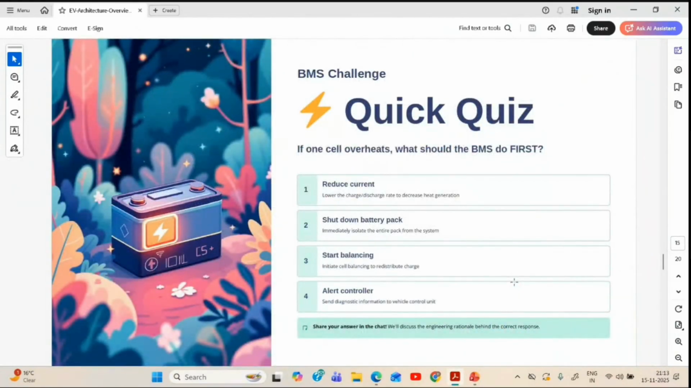Next, this is one of the basic questions. If one cell overheats, what should the BMS do first? Everyone just answer this question in the chat box. This is a quick, simple question. If one cell overheats, what should the BMS do first? Please write down in the chat, everyone.